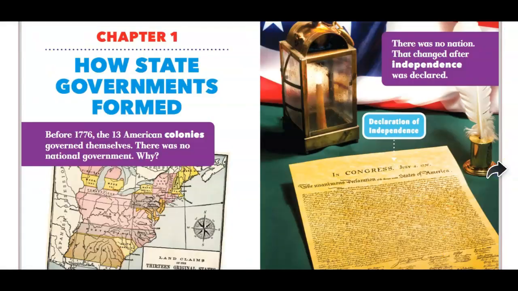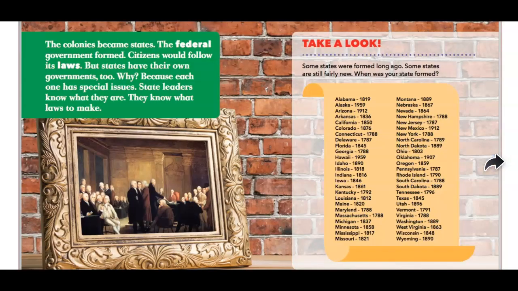Chapter 1. How State Governments Formed. Before 1776, the 13 American colonies governed themselves. There was no national government. Why? There was no nation. That changed after independence was declared. The colonies became states. The federal government formed. Citizens would follow its laws, but states have their own governments too.